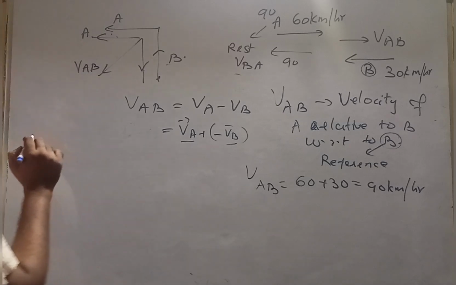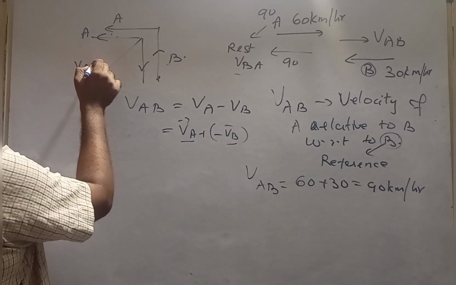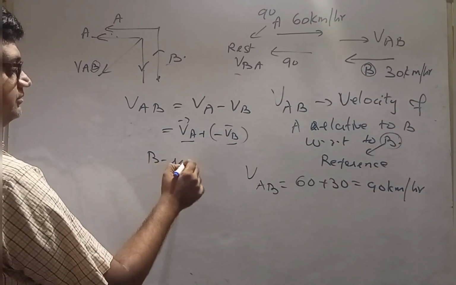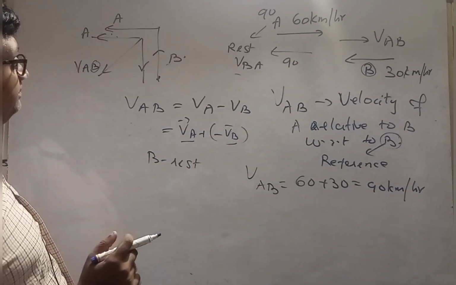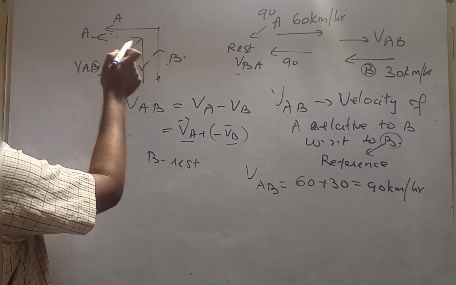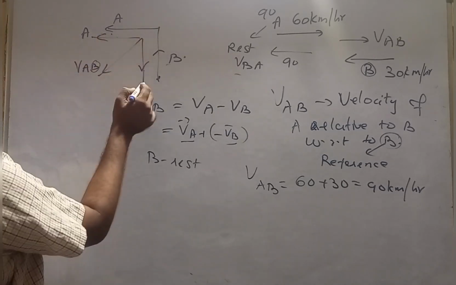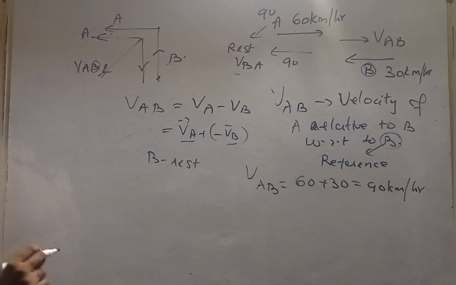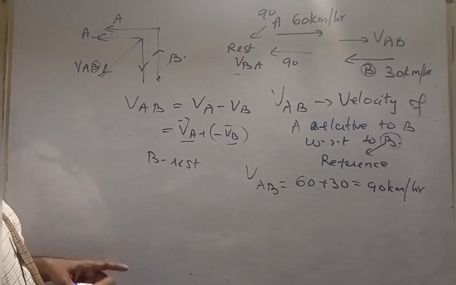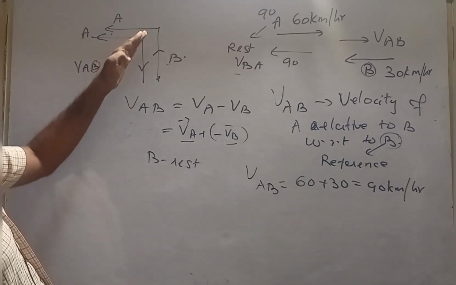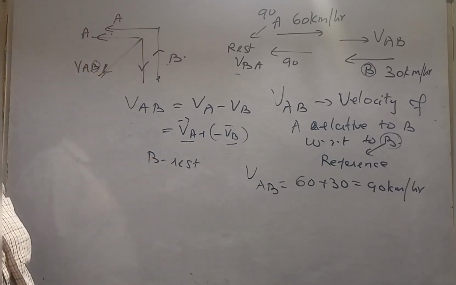Now what does this mean? This means that if B is at rest, how will he perceive A? He will feel that A, who is actually going in the west direction, is going in this direction. B will feel that A is probably going in the southwest direction. That is how B will perceive.